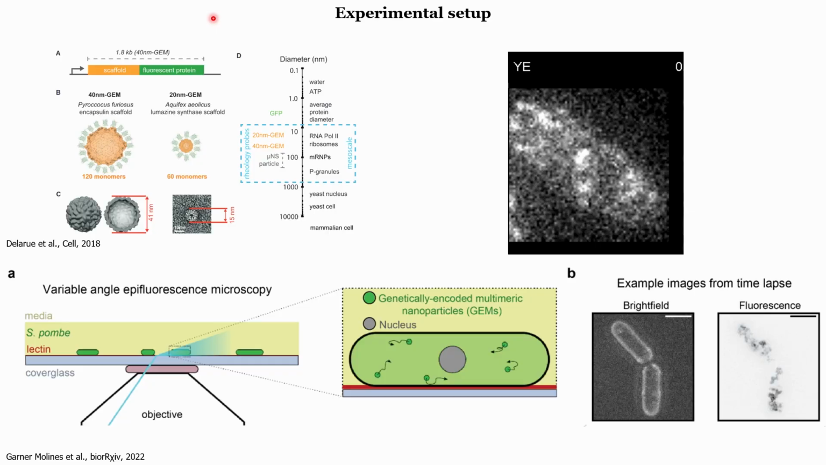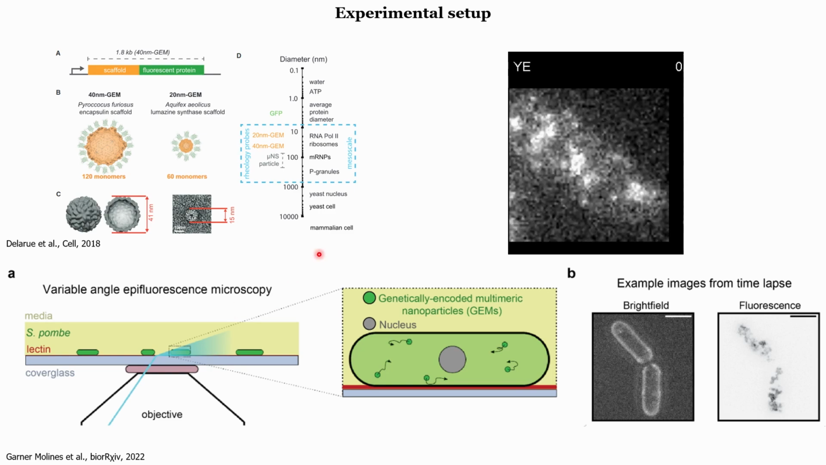The approach we took is particle tracking. Here we use the GEMs particles developed by Liam Holt's lab in New York. They are way larger than proteins, around 40 nanometers in diameter, and extremely bright. They are genetically encoded, so we can control the expression level, and we can express them in a bunch of different organisms. And we image them with TIRF microscopy.